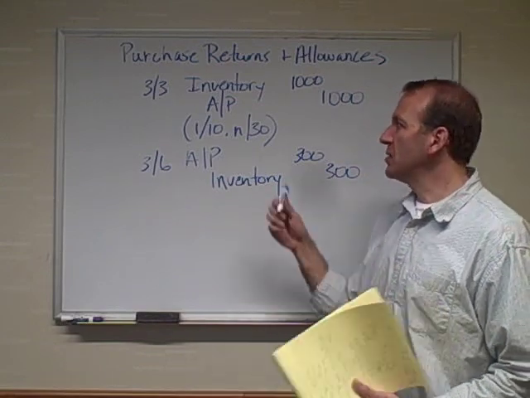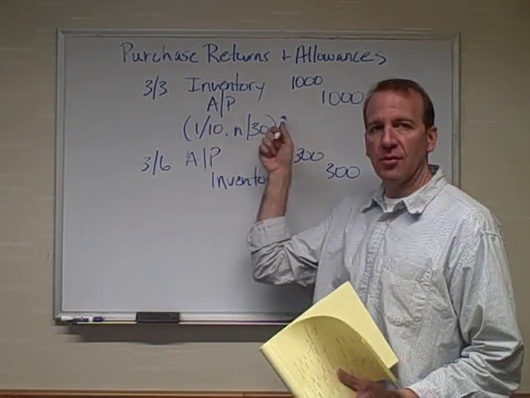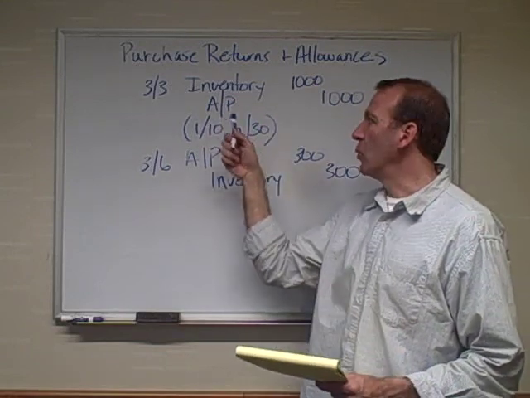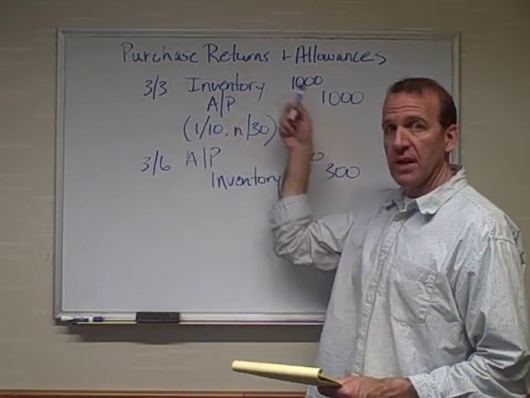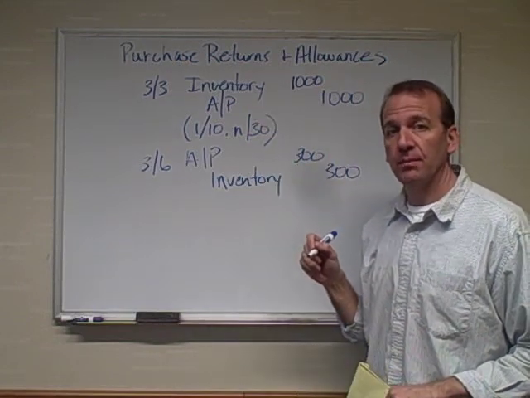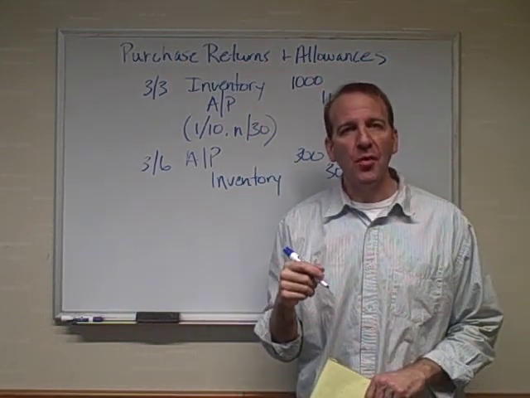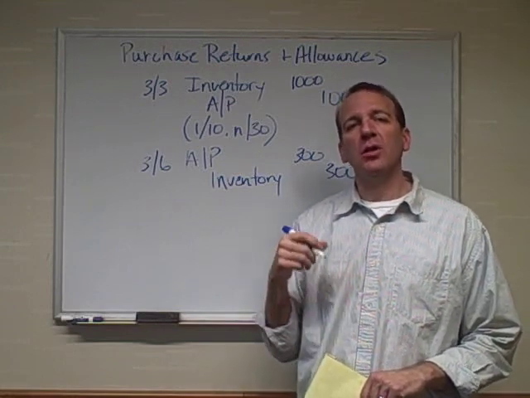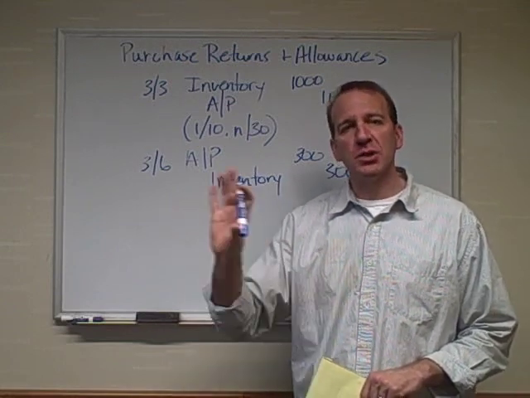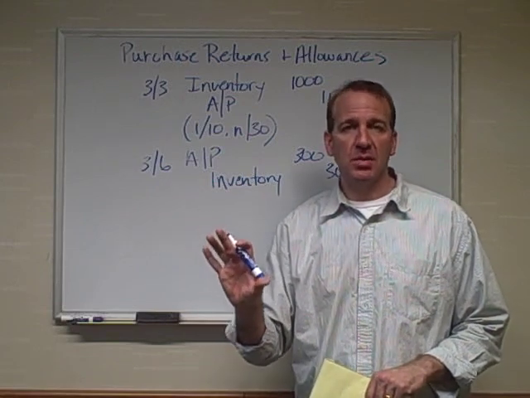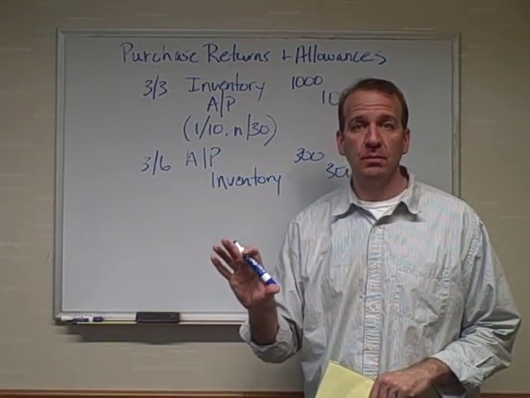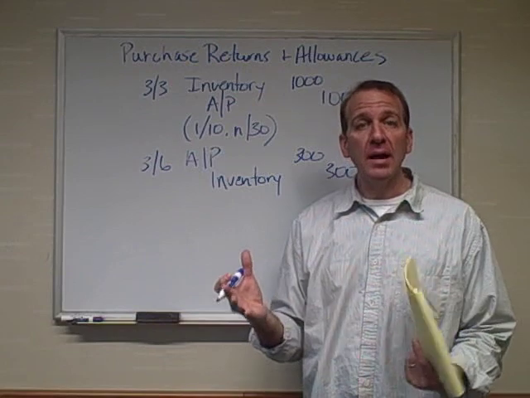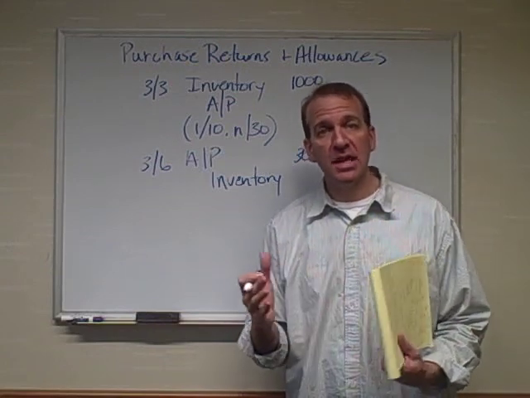Okay, so let's assume that we have this purchase of $1,000 and we owe them $1,000. So the inventory's at 1,000, accounts payable's at 1,000. We're not happy with the quality of the materials of this inventory, so we call them up and they say, look, just keep it, we don't want you to return it. What if we reduce the price by $300? Okay, you might say, oh, okay, if you reduce the price by $300, I'll just keep it.